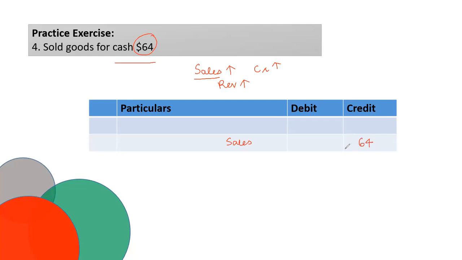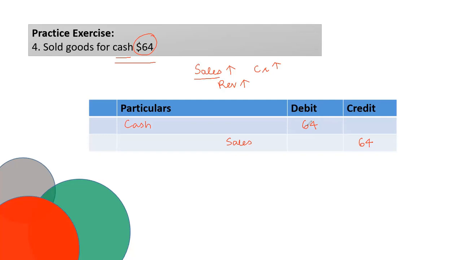So why are these items sold? For cash, and cash will increase our assets. So this is the cash sales. So we are receiving cash. So we will write cash on the debit side, and debit side 64.